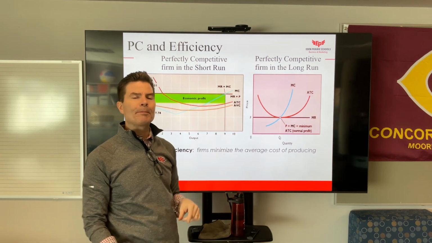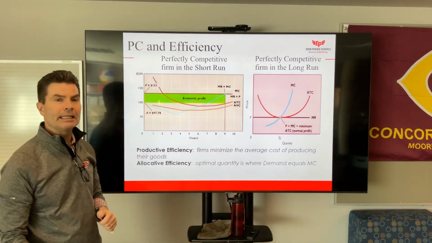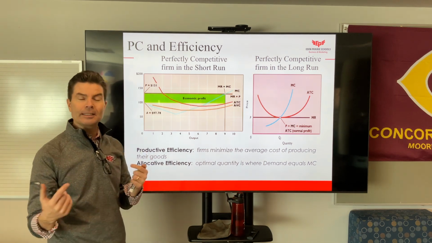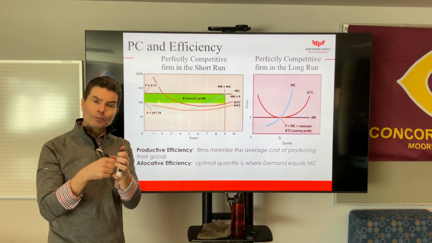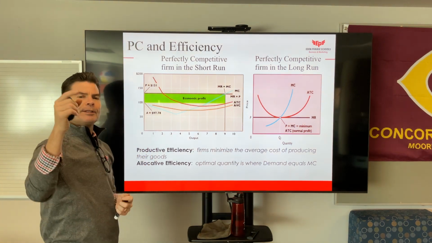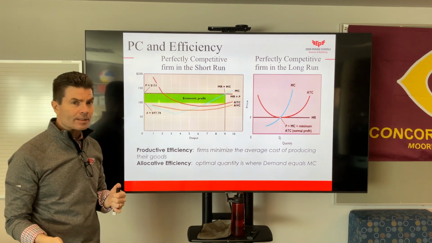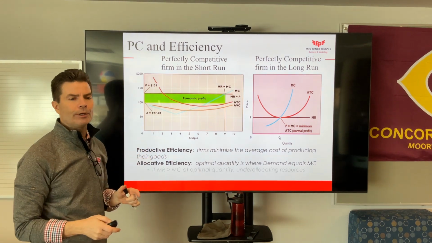Because that's the only time a perfectly competitive firm is producing at the minimum of the ATC. Allocatively efficient is the other one. Allocative efficiency is when the actual quantity you're producing is where demand equals marginal cost, right? So we know that's the case, and here's a couple of reasons why we know that.